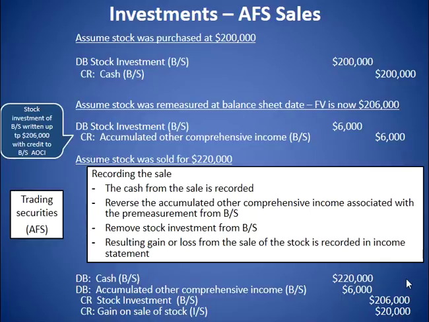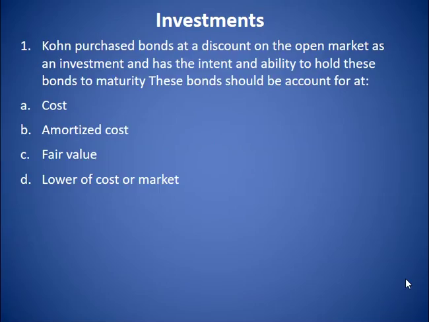So let's go ahead now to question number 1. And number 1 says, Cone purchased bonds at a discount on the open market as an investment and has the intent and ability to hold these bonds to maturity. These bonds should be accounted for at, and you're given your choices. Go ahead, stop the video when you're ready to make your choice. Go ahead and restart and review the video again.